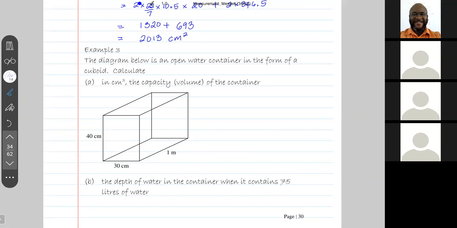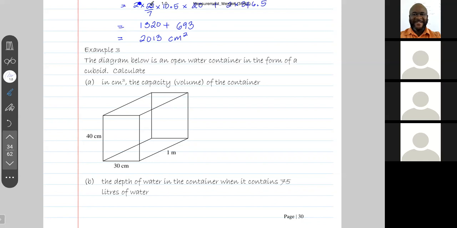So this container has a total of 5 surfaces. There are the 4 sides and there's the bottom. There is no top. It is an open container, meaning that there is no top. We have the length of the cuboid is 1 meter. The width is 30 centimeters and the height of the cuboid is 40 centimeters.